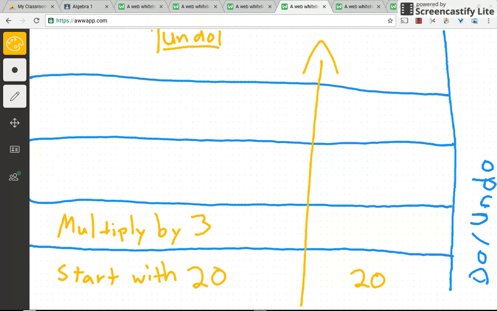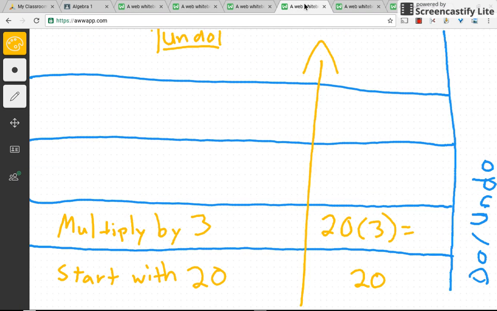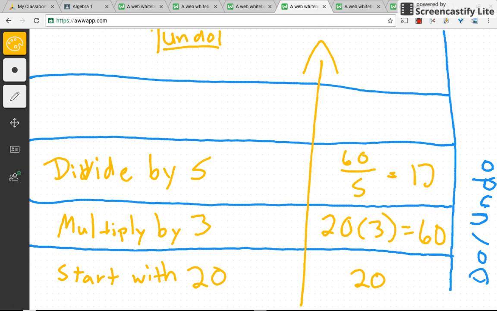So that would be 20 times 3. Now remember, we're undoing the division process, because the original problem was set up where we were dividing by 3. So to undo division, I have to do multiplication. So that gets me 60. Okay. So now then, remember before that we had multiplied by 5. So to undo that, I would divide by 5. Spell divide correctly. So then 60 divided by 5 would be 12.